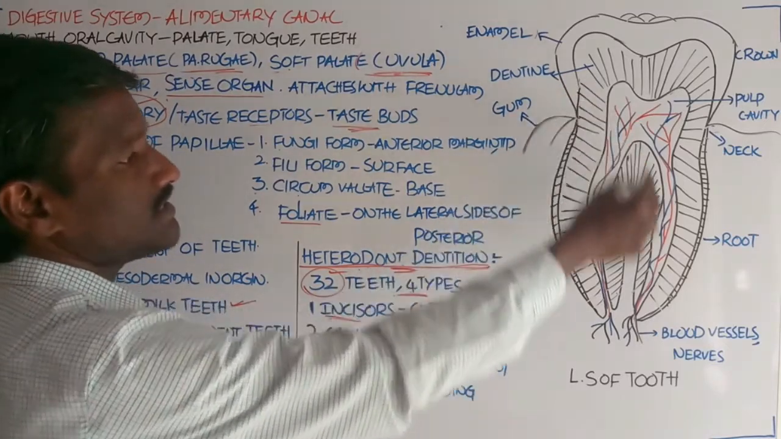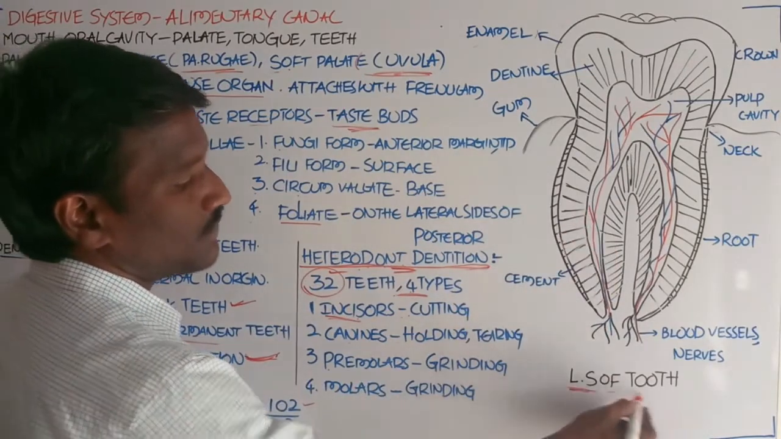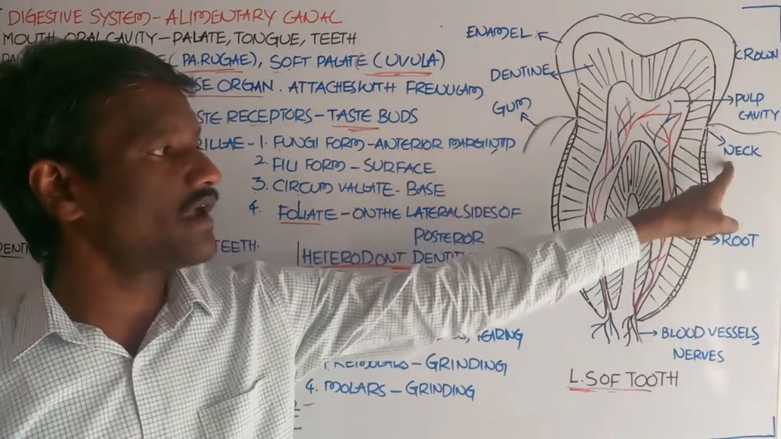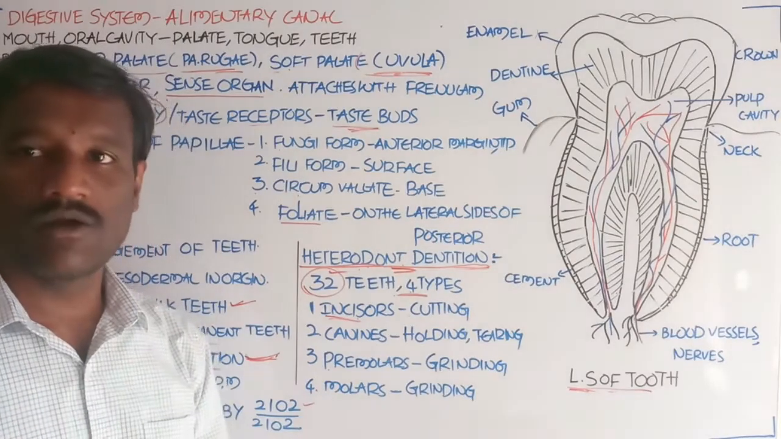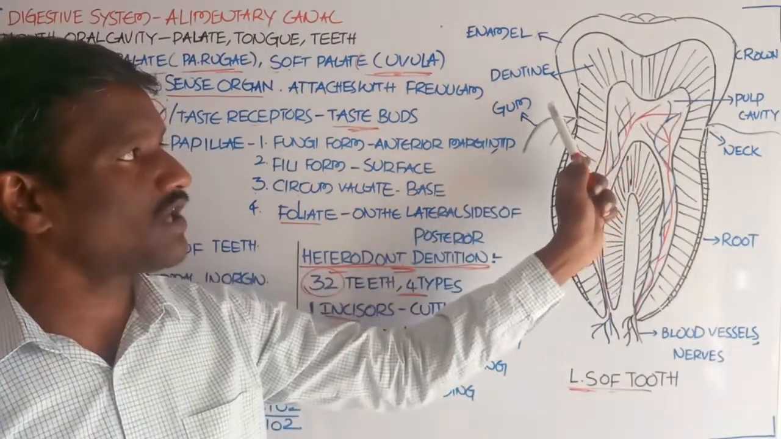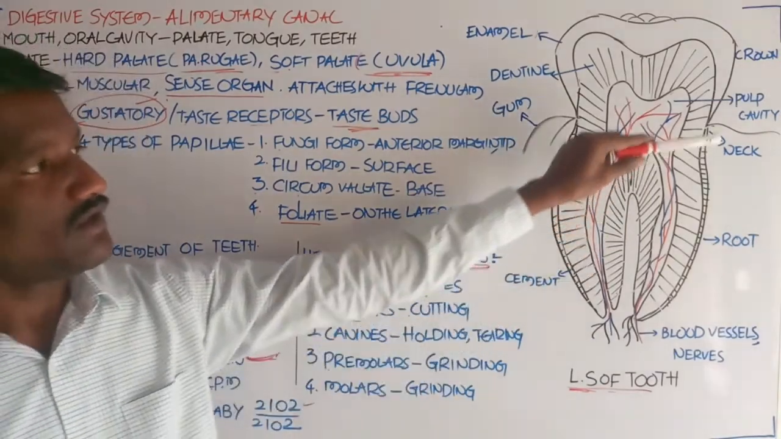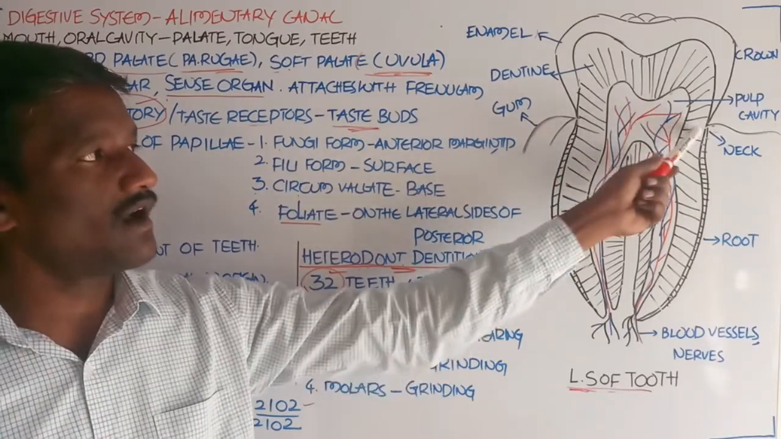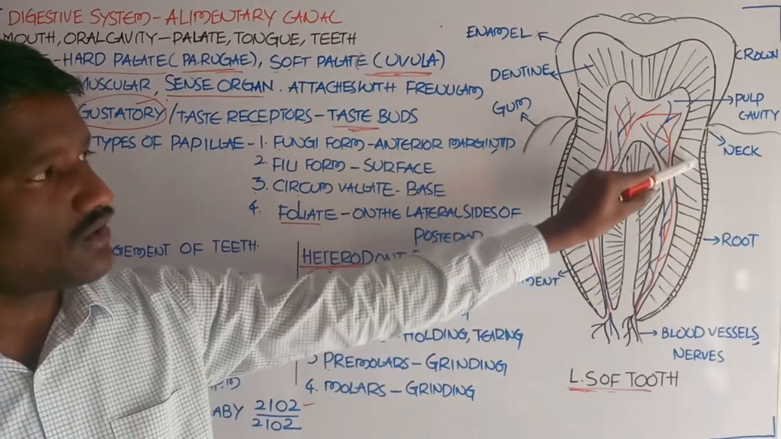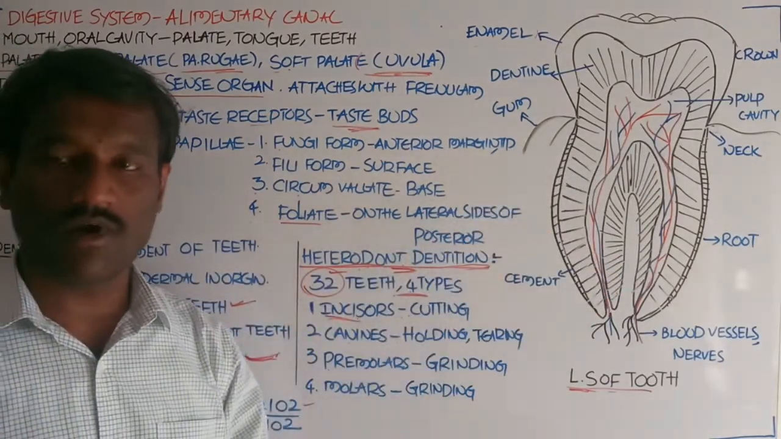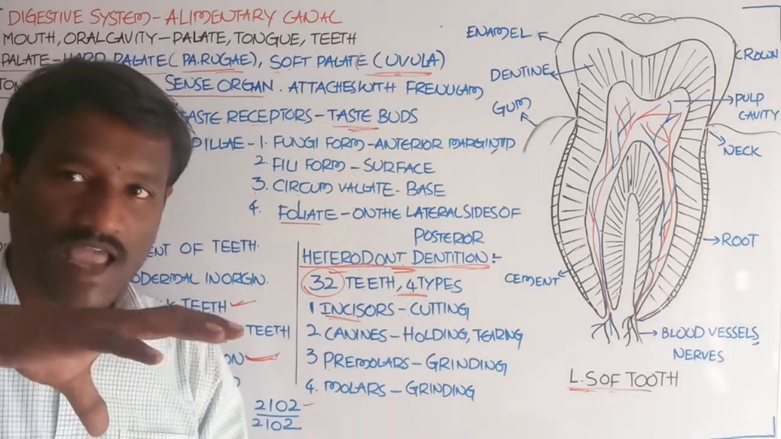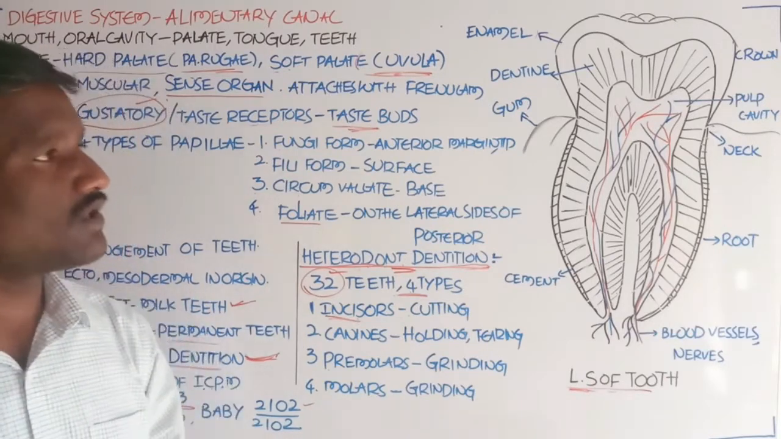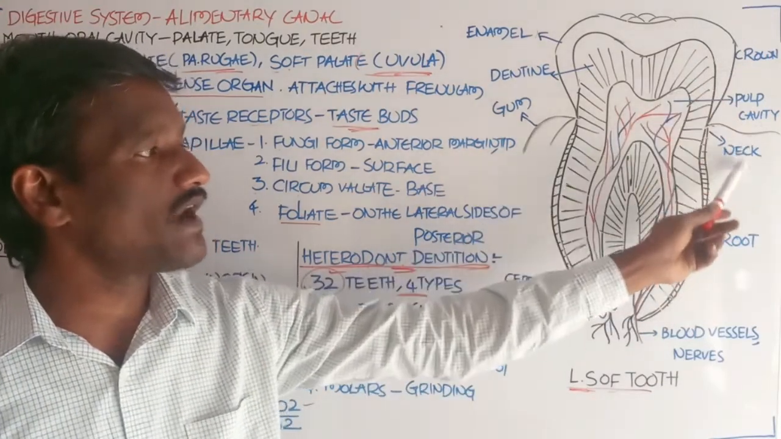And this is the diagrammatic representation of the longitudinal section of the tooth. It consists mainly of three parts: crown, neck, and root. The crown is the projected, outward part from the gum. This is the neck region of the tooth, present inside the gum. And this is the root, located in the inner part. It is fixed in the sockets of the jawbone, the alveoli of the jawbone. Okay, students, these are the main three parts: crown, neck, root.